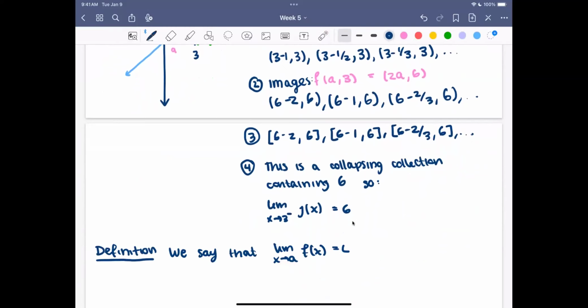This is going to be if the left and the right limit both exist and they're equal to each other. So we'll say this if both the left and the right exist and equal L.